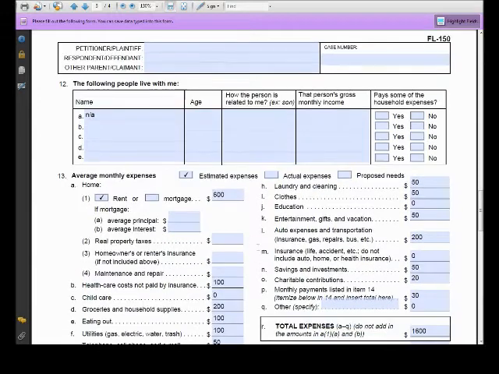Section 12 asks for the name, age, relationship, and gross monthly income of the people that live with you. It also asks if any of these individuals contribute to the household expenses. If you live alone, use NA to complete this section.